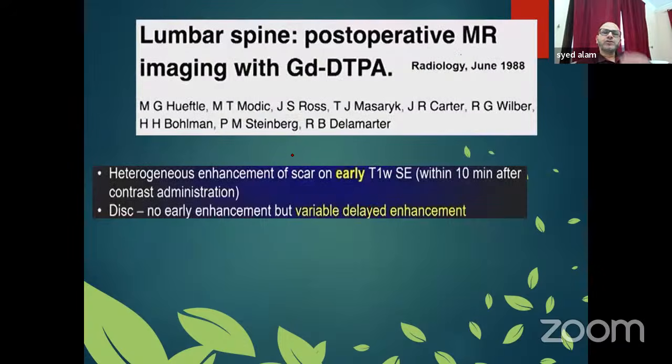And here also I put this thing. Normally, for recurrent disc versus scar tissue differentiation, we should do our MRI within 10 minutes. That means the scar will enhance and the disc will not enhance. But if you delay, then both will enhance. Then it will be a problem. So that's why you have to tell the technologists. We have to finish the MRI within 10 minutes.